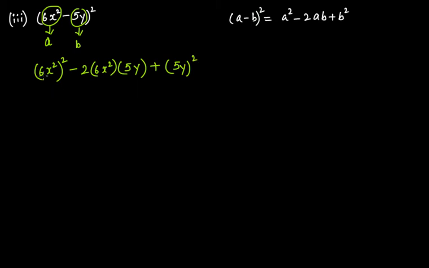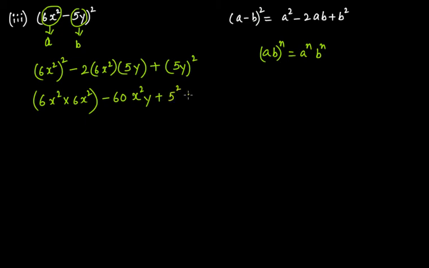Now this is 6x squared whole squared. It means that 6x squared multiplied by 6x squared, right? And minus 2 multiplied by 6 is 12 multiplied by 5 is 60, and x squared y. Here you have 5y whole squared. It means it's of the form ab raised to the power of n is equal to a power n multiplied by b power n. So this is 5 squared multiplied by y squared. Same thing we can do here also. It's also the same form.